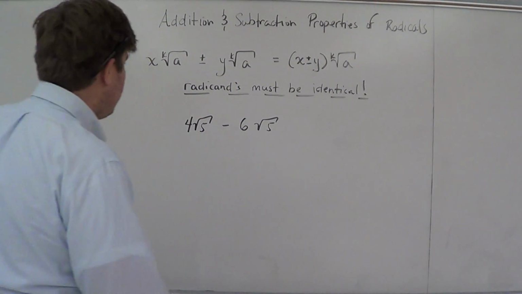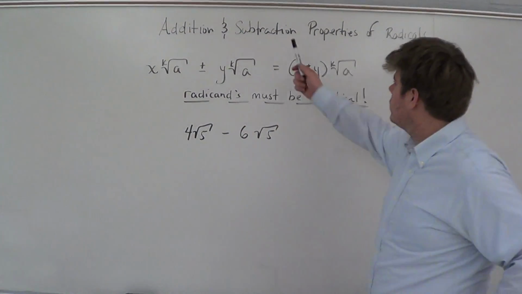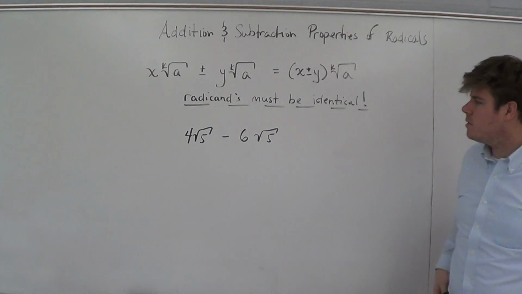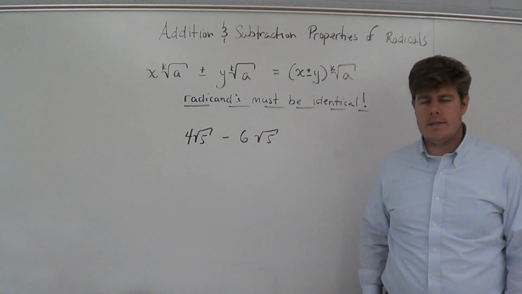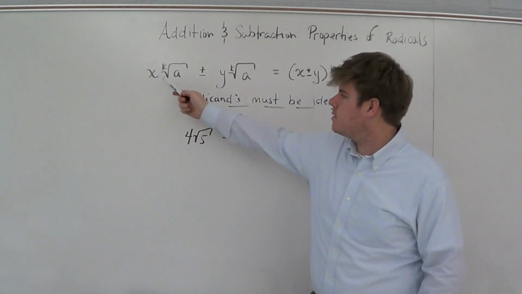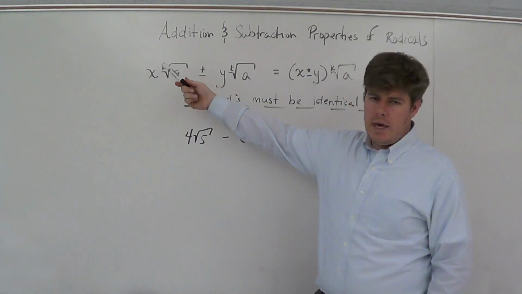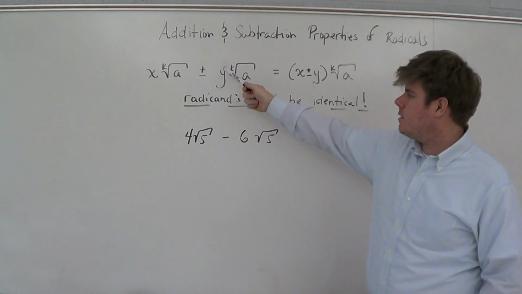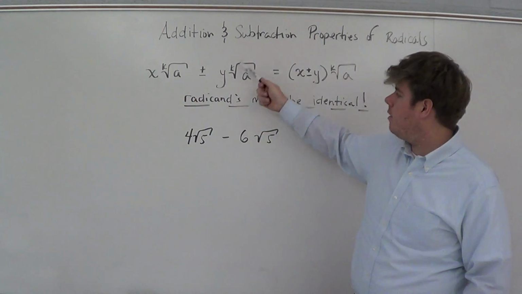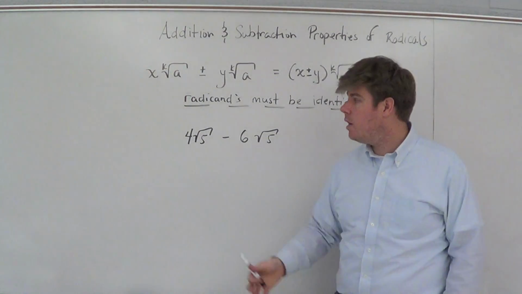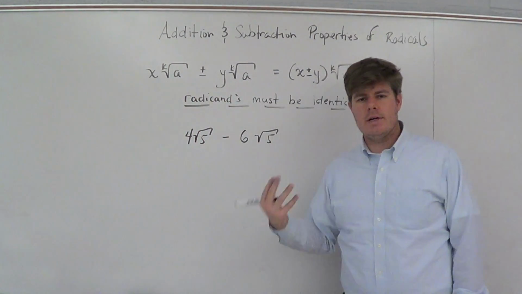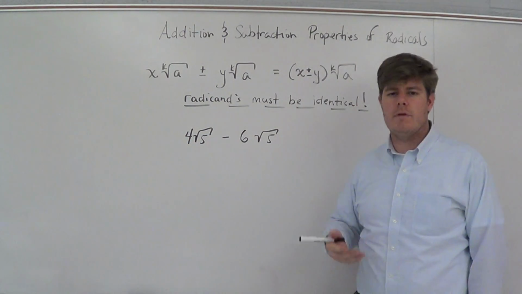Okay, how you doing? We're going to talk about addition and subtraction properties of radicals. Up here I have the basic form: x times some root k of a, plus or minus y times some root k of a. What I want to point out is that the k's are identical, so I must have the same root for this to apply.